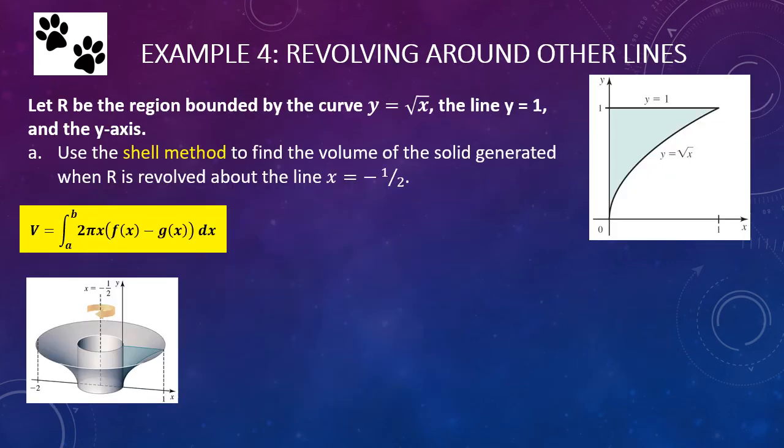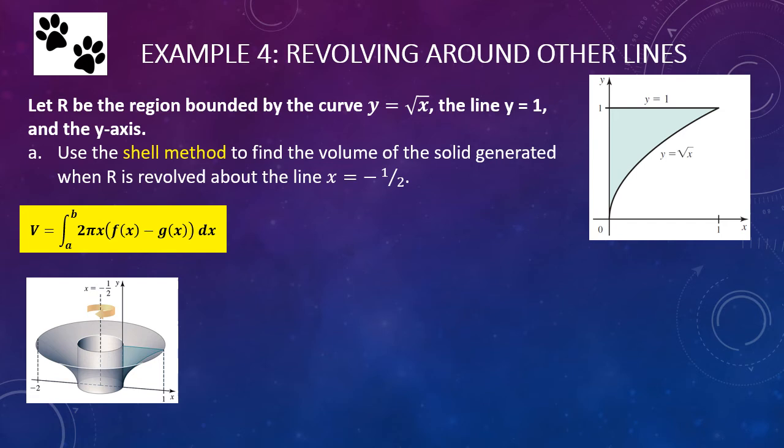So let's look at example 4 now, and this is when we're going to be revolving around other lines, not just the x or y axis. These can be a little bit more complicated, and we're going to use both the shell method and also the disk method to show you that we can typically use either method depending upon which axis we're revolving around. So let's look at example 4.